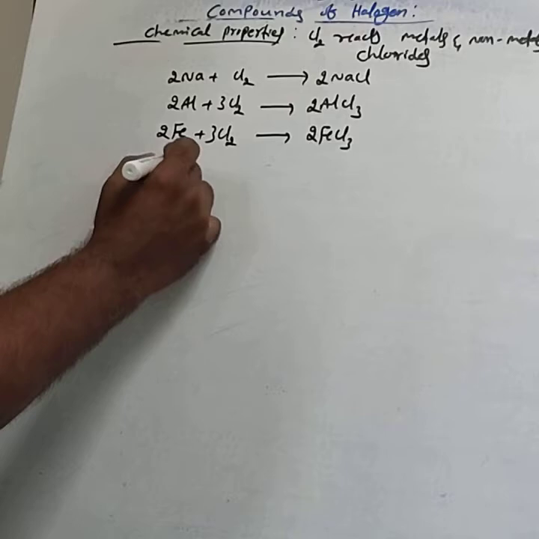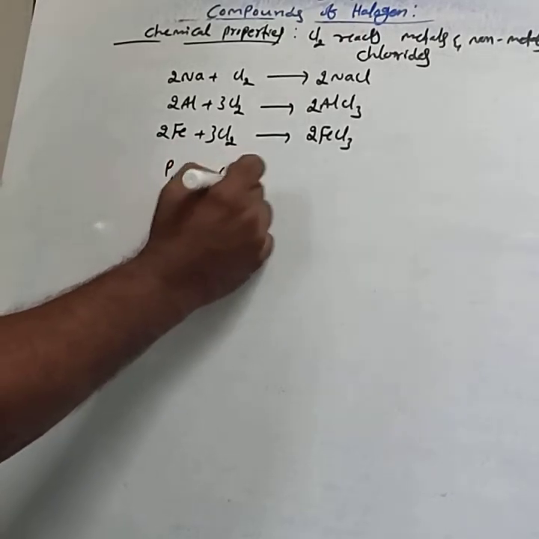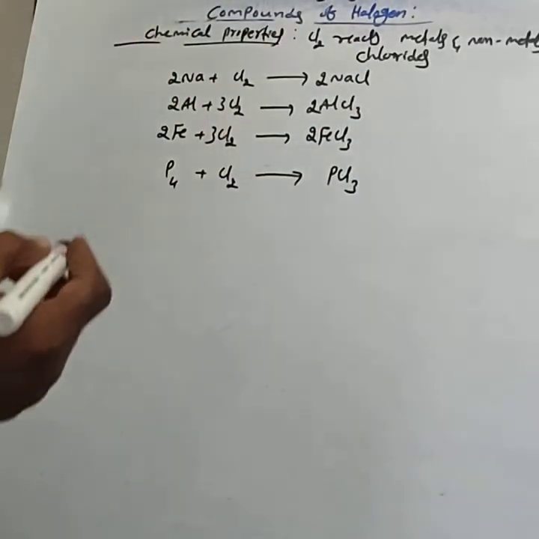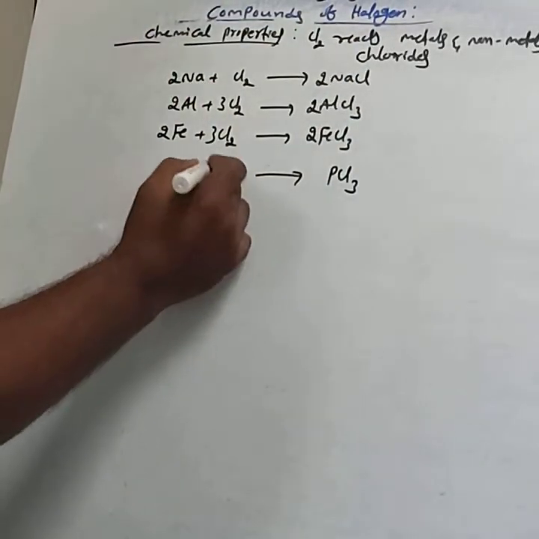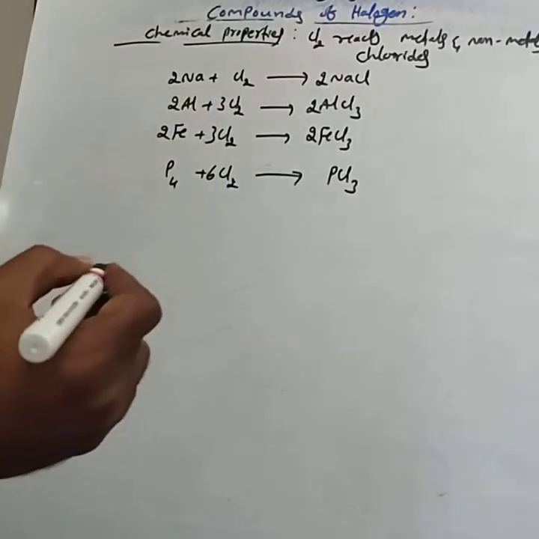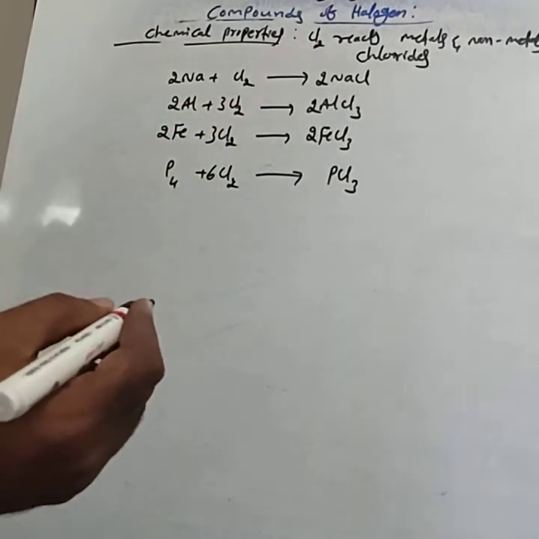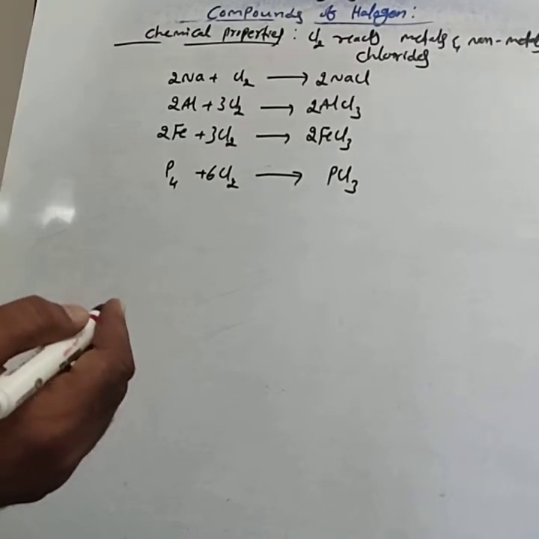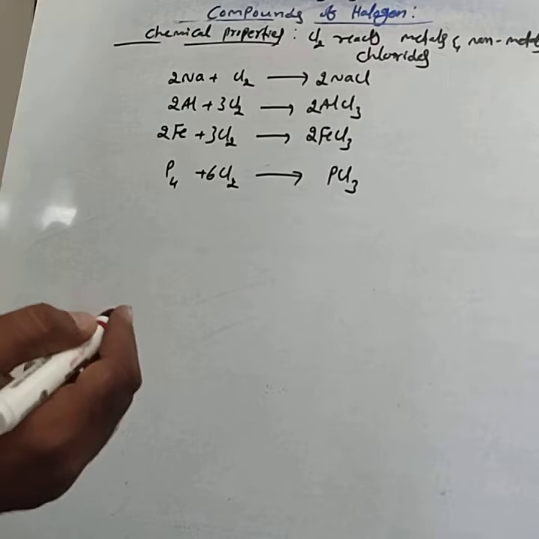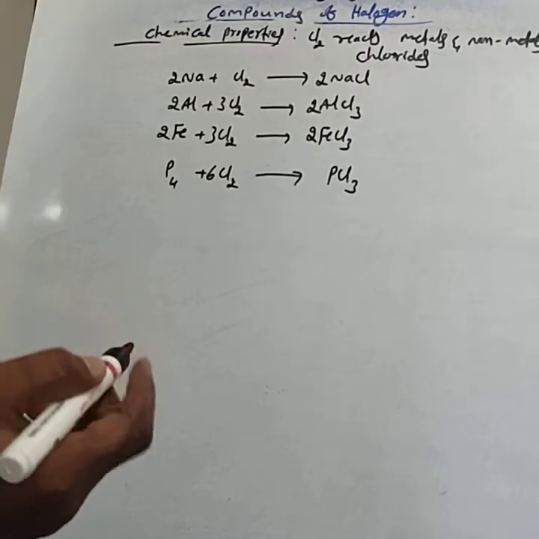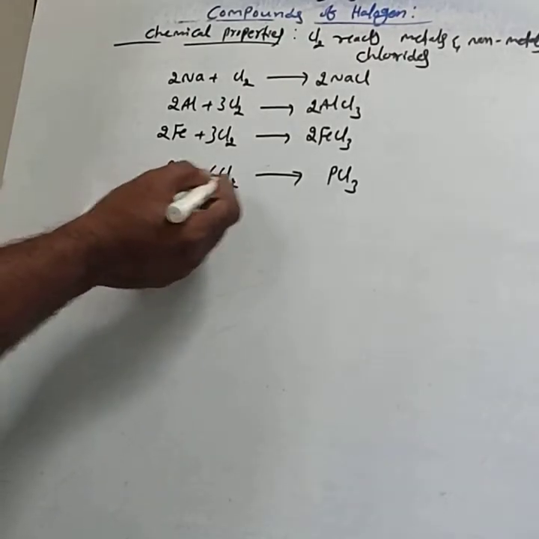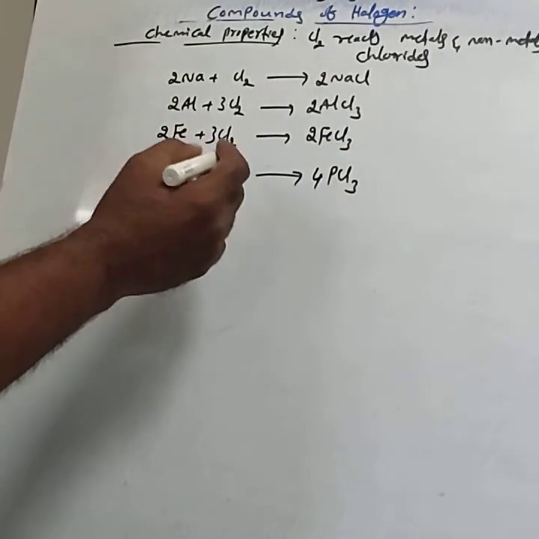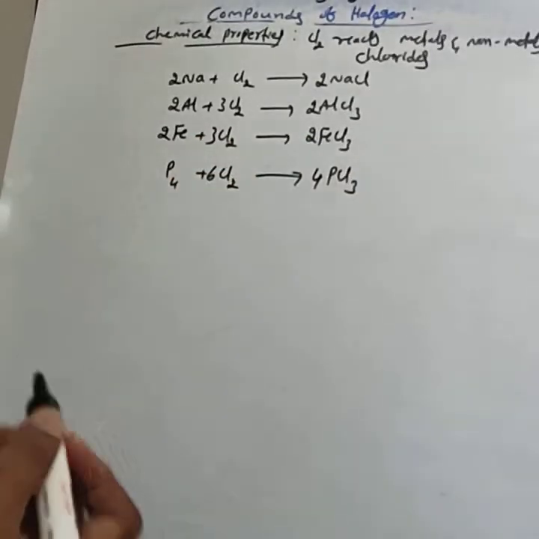For non-metals, phosphorus, P4 plus Cl2, forms PCl3 or even PCl5 depending on the chlorine amount. If they mention 6Cl2, PCl3; 10Cl2, you have to write PCl5. Already you studied this in the 15th group element compounds of phosphorus, which has PCl3 and PCl5. If they mention excess of dichlorine, you have to write PCl5. If they do not mention it, that is, they give 6Cl2, you have to write PCl3.